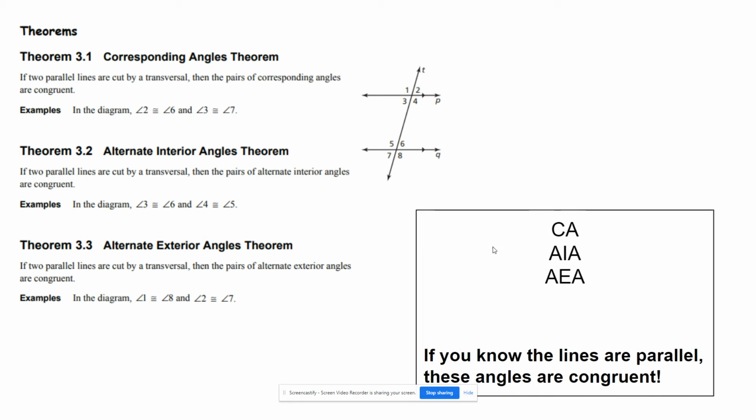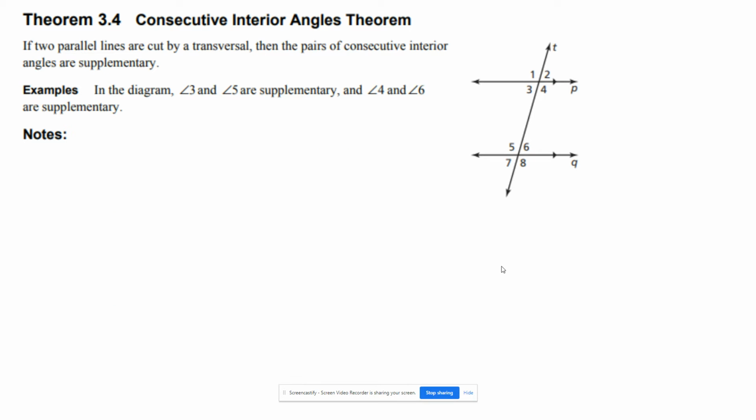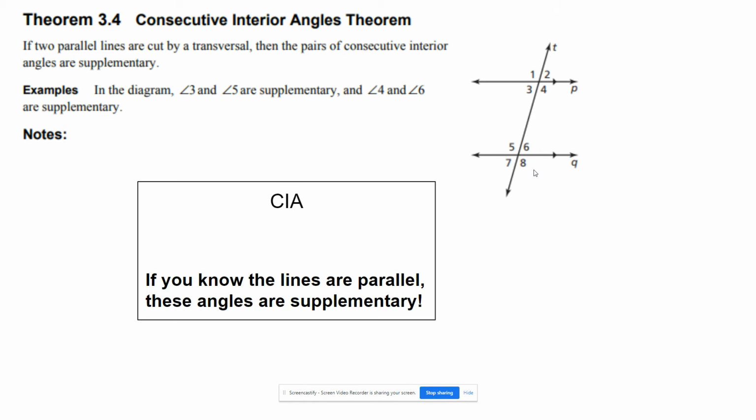Remember, these theorems all state that these angle pairs, corresponding angles, alternate interior angles, alternate exterior angles, you know the lines are parallel. If the lines are parallel, these angles are congruent. That's something we know is true. And similarly, with consecutive interior angles, you know that if the lines are parallel, these angles are supplementary.